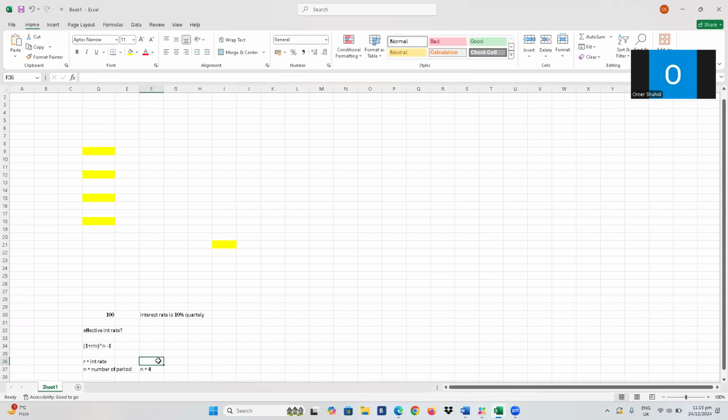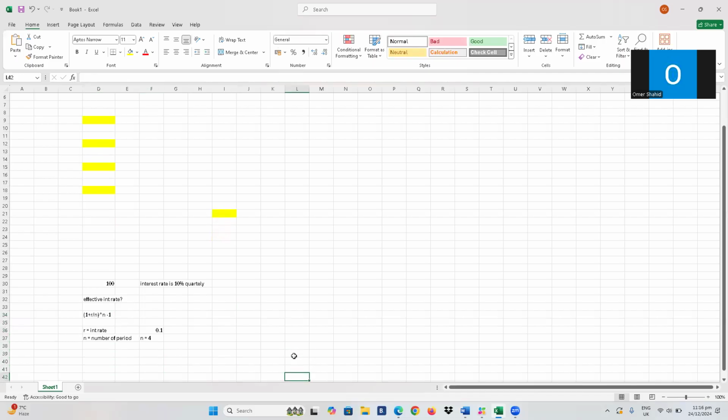And our interest rate is 10% as mentioned above. So r will be 10%, or we can say it as 0.10. So using this formula, we need to calculate our effective interest rate. I hope that's clear. But before doing that, let me show you one thing. Using this formula is a shortcut for us. It makes life easier for us.